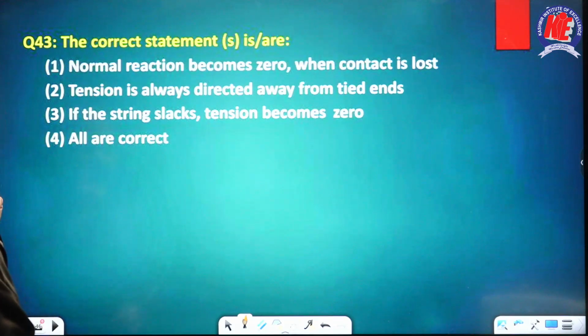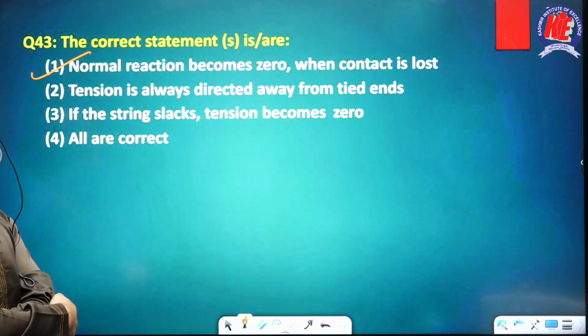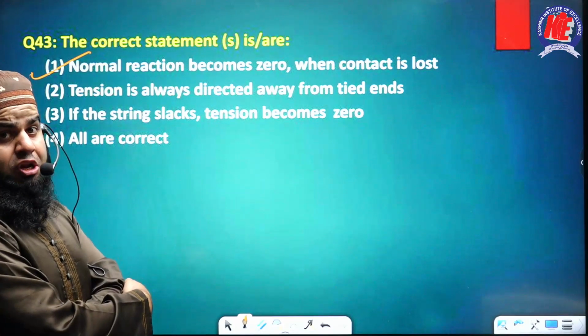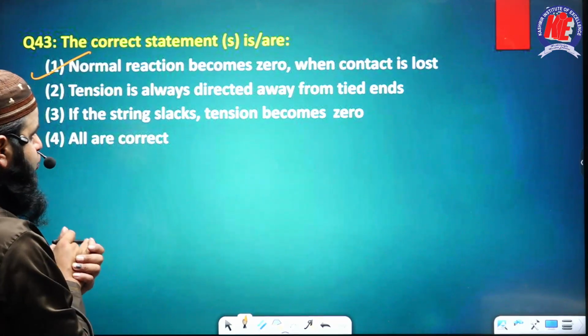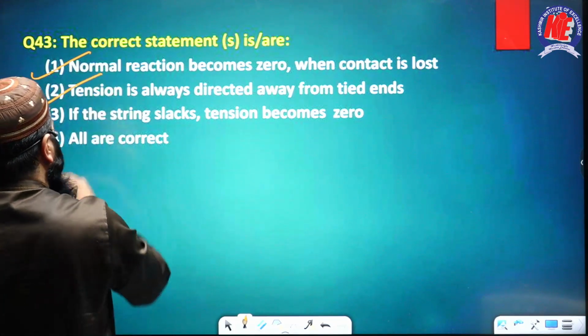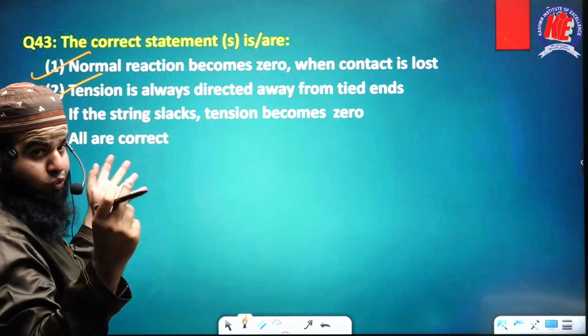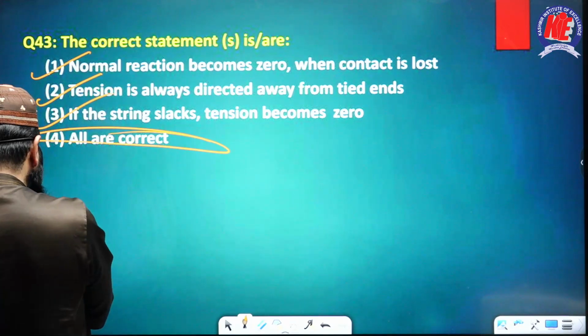Next one, please. The correct statements, statement is R. Normal reaction becomes 0 when contact is lost. Yes, my people, it's an example of contact force. The essential, one of the essential condition is that कि दो bodies या दो surfaces का एक दूसरे के साथ contact में होना. Tension is always directed away from the tight ends. बिल्कुल सही है. If the spring slacks, loose जब हो जाएगी, tension becomes 0. बिल्कुल सही है. So all are correct, my people, is the right one.